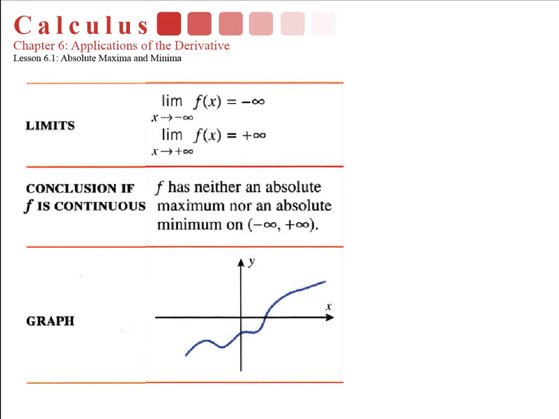Now, what if we have differing end behaviors? Meaning, as x goes to negative infinity, the function goes to negative infinity, and as x goes to positive infinity, the function goes to positive infinity. Well, the conclusion, if f is continuous, is that f has neither an absolute maximum nor an absolute minimum on the open real line. Notice absolute is the key here. It may very well have relative minimums and relative maximums. The graph may end up looking something like this.